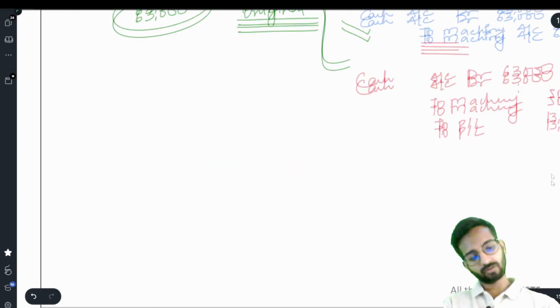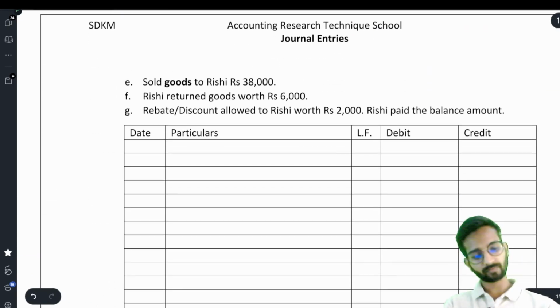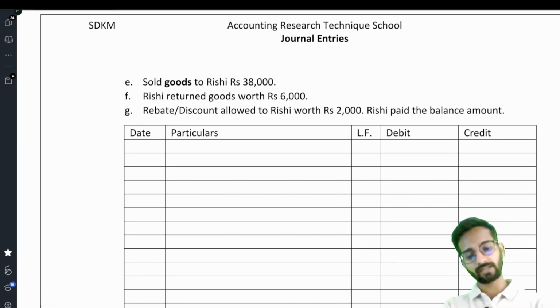So now we'll move to the next question. Next question here we have is, sold goods to Rishi rupees 38,000. Now you will say very easy. If we were selling machine, then what we used to write? Cash to machine. If we sold furniture, cash to furniture. Now we are selling goods.